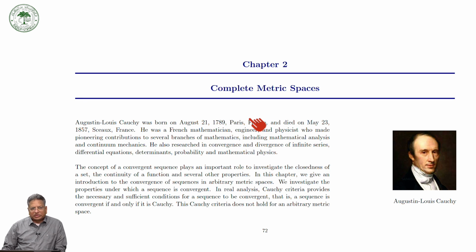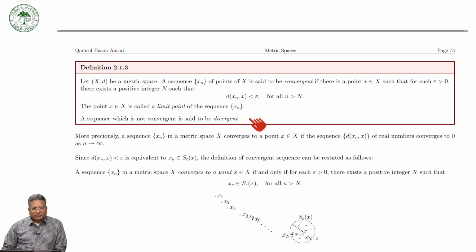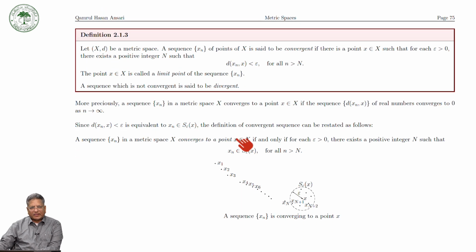So this we have seen. Suppose (X, d) is a metric space and xn is a sequence in X, and we say that this sequence xn is convergent if there exists a point x such that for each epsilon positive there exists a positive integer N such that the distance between xn and x is less than epsilon for all n greater than N. This point x is called a limit point.